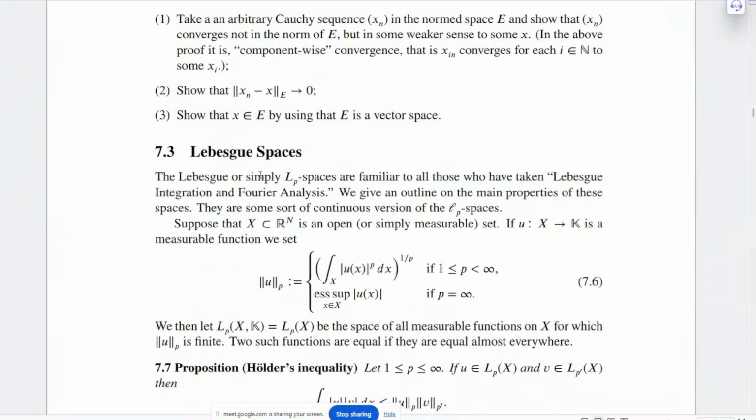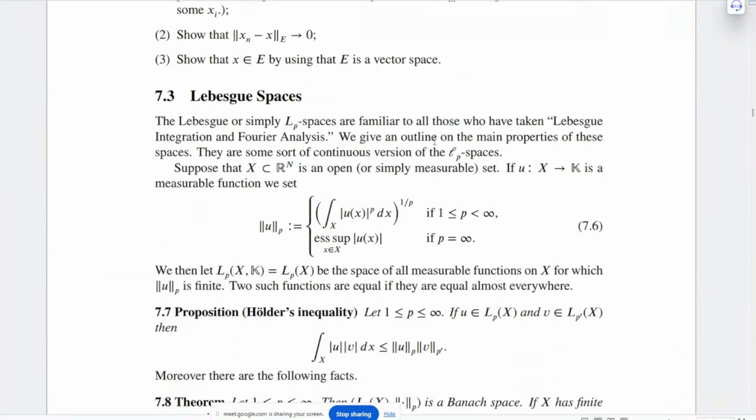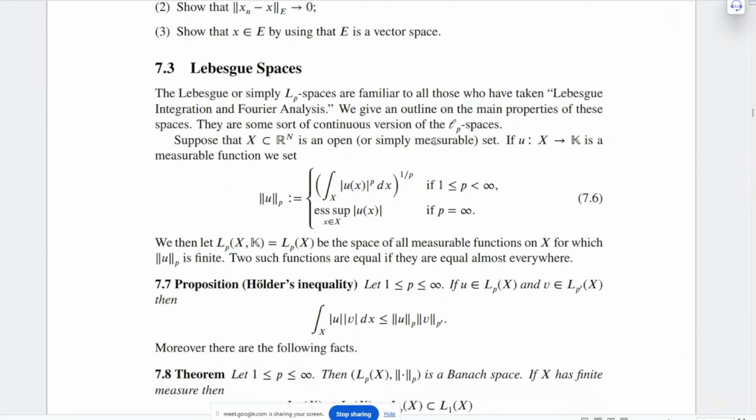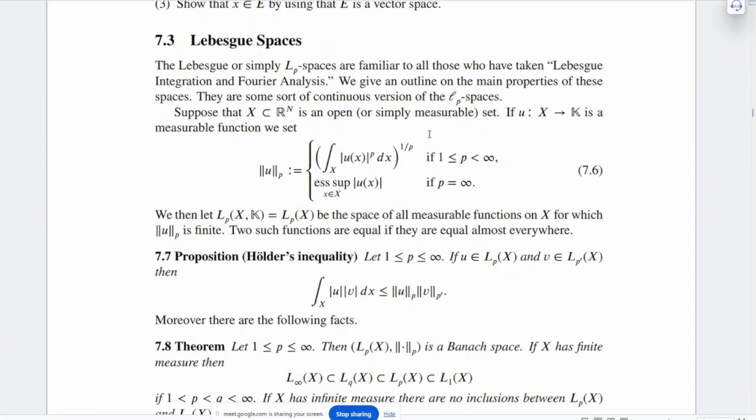Okay. Now, have you studied measure theory? Integration? Lebesgue measure? Say something, yes or no. Have you studied measure theory, measurable functions, etc.? Yes, sir. We are studying it in stochastic calculus. Yes, not in real analysis. Okay, somewhere you have learned.